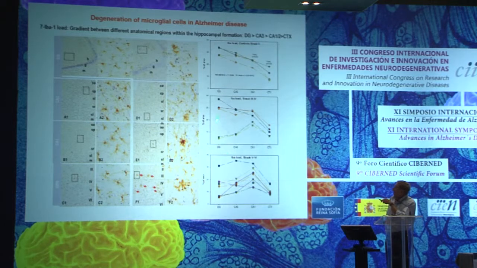Similarly, in BRAAK 3-4, we did observe a decrease with exactly the same pattern in 2 cases from 5 tested, and none of them changed in the BRAAK 2 population. In consequence, we can postulate the existence of a specific degeneration of the microglial cells in the dentate gyrus, less affected in CA3, less in CA1, and finally less affected in cortex.